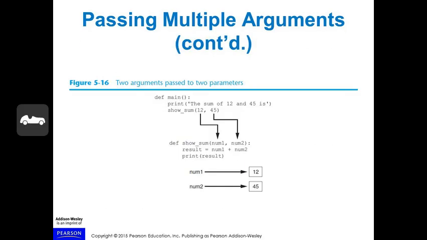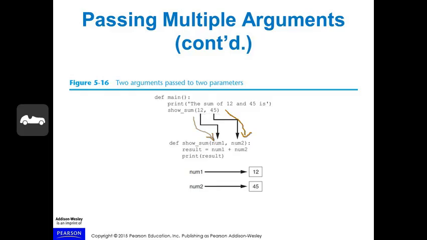For example, there are two parameters defined in this show sum function: num1 and num2. These two parameters are separated by a comma, and this is a parameter list. And then in the main function, in this statement, it calls the show sum function and passes two arguments, 12 and 45. And these arguments are passed by position. So 12 is assigned to num1, 45 is assigned to num2.